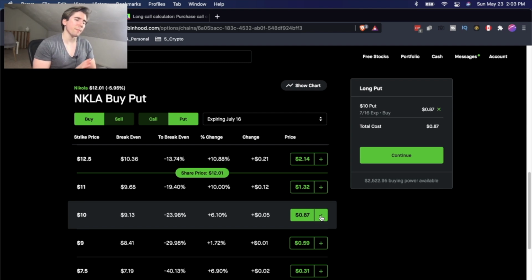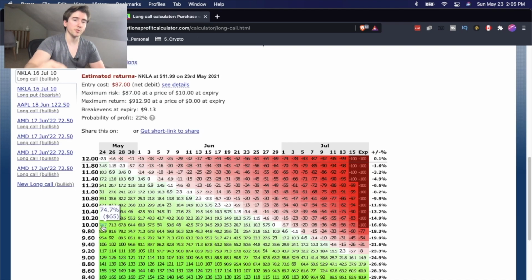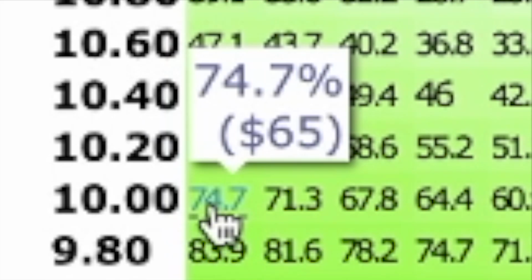And if Nikola somehow manages to stay above $10 by our expiration date, this option is going to expire completely worthless, and we're going to lose the $87 that we put into this trade. Ideally, we would want Nikola stock to drop pretty quick. That way we can capitalize on the extrinsic time value before this option expires. If Nikola stock were to drop to $10 by tomorrow, we'd be taking 74.7% profit or $65 worth.